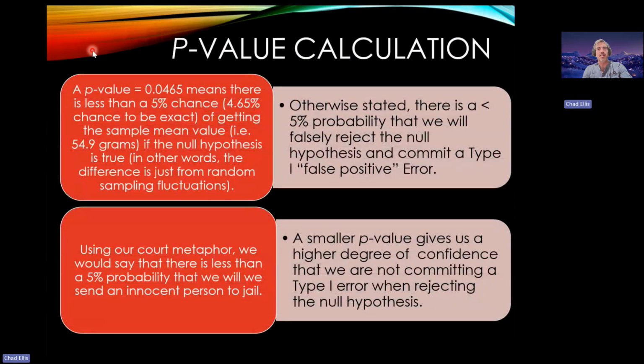Basically, what the p-value tells us, in this case with a p-value of 0.0465, is that there is about a 4.65% chance that that sample actually belongs to that overall large population. So it's a relatively small chance that that sample actually belongs to the same group that that population is from. So there's less than a 5% probability that we will falsely reject the null hypothesis based on this. We have about a 4.65% chance that our statistical test is going to tell us to falsely reject the null hypothesis. In other words, commit a type 1 error.